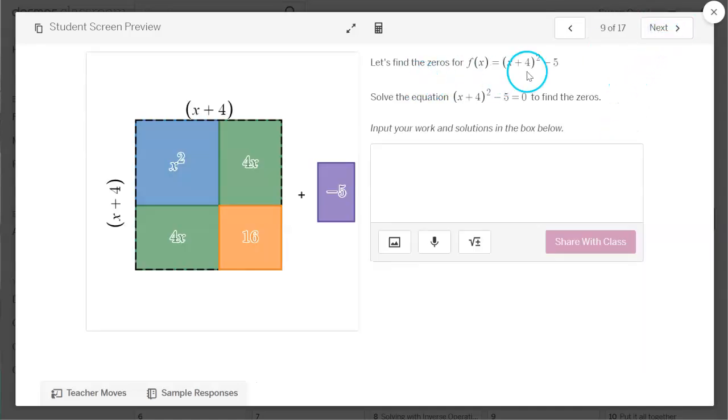On this one, they have the equation given in vertex form. Solve this to find the zeros and input your work and solutions in the box below. When I did this activity, I had students using mini whiteboards, and then they would click here and upload a picture of their work into that box. You could also have them type it out or write it out on paper.